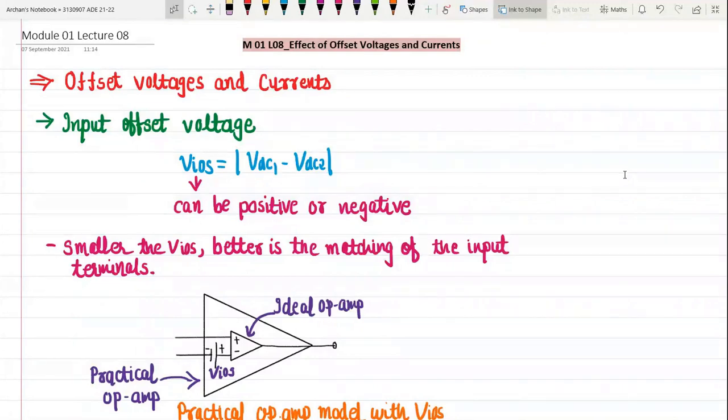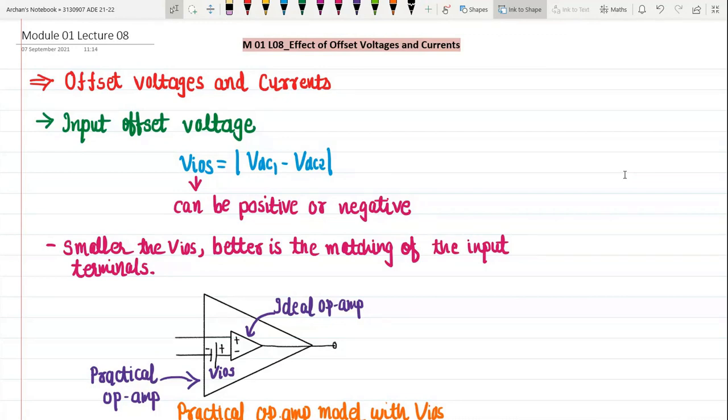When the two transistors of the input stage are not perfectly matched, the two base currents are different. And there is some difference between their base emitter voltages, and because of this, there will be a presence of unwanted voltages and currents, and these voltages and currents are called offset voltages and offset currents.